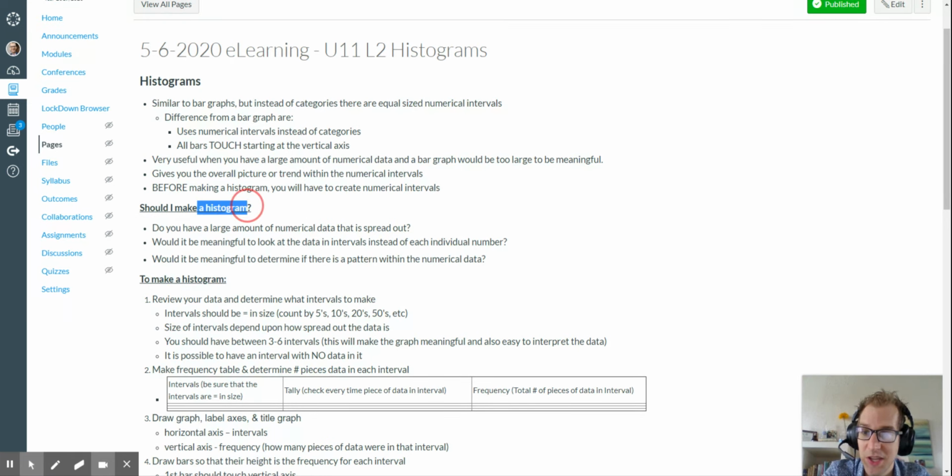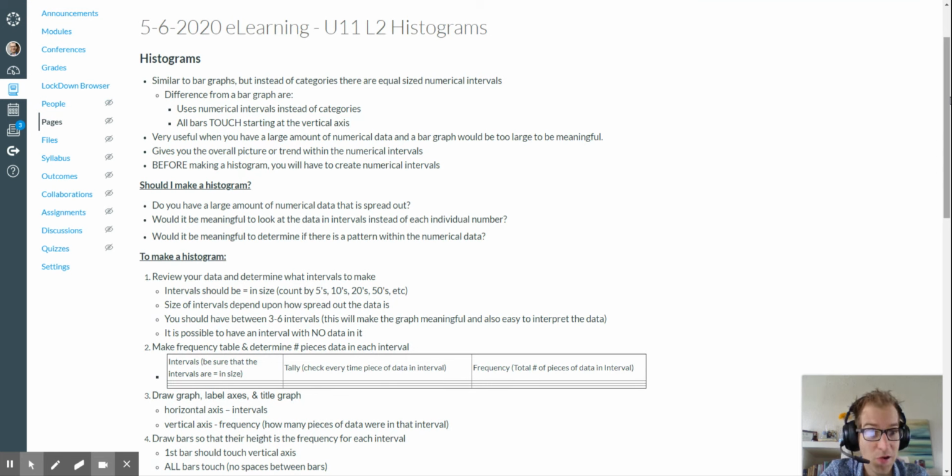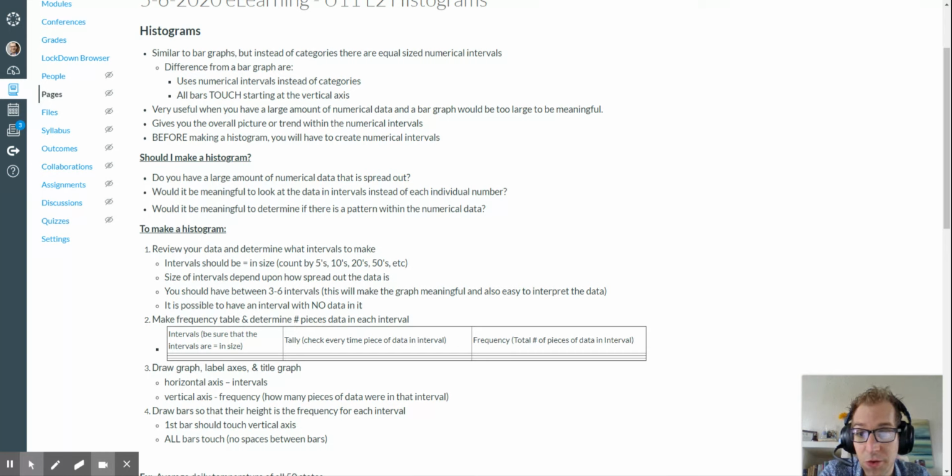So should you make a histogram? The questions to ask would be, do you have a large amount of numerical data that's spread out? If you were to put a bar for each little number, it would just look like chaos. If you have a large number of data, you want it to be easy to split into groups or intervals. Would it be meaningful to look at the data in intervals instead of each individual number? That's what I just said. Would it be meaningful to determine if there is a pattern within the numerical data?